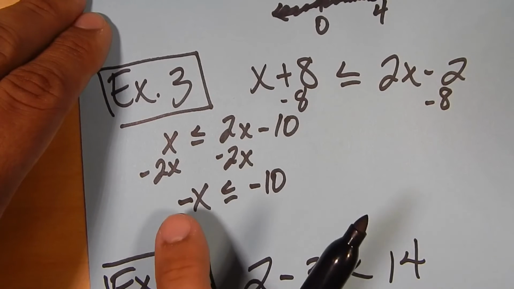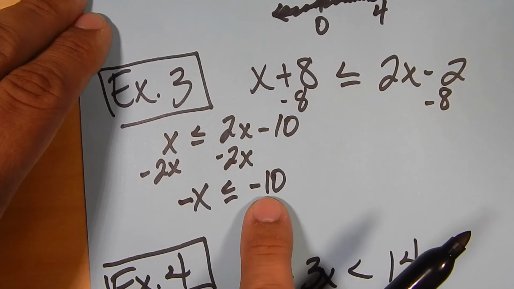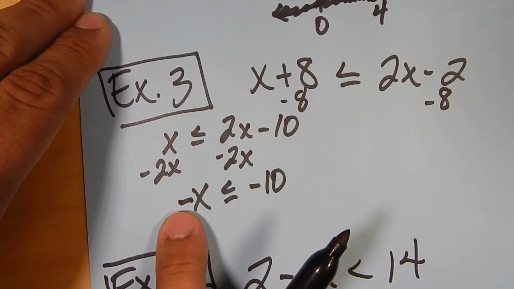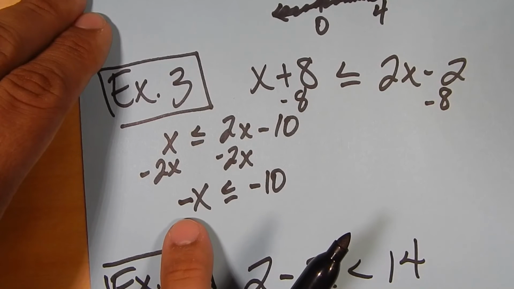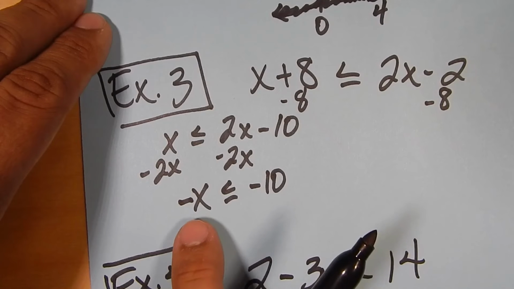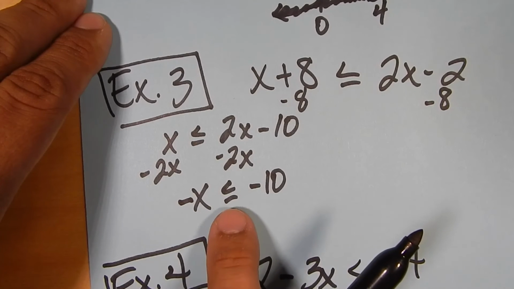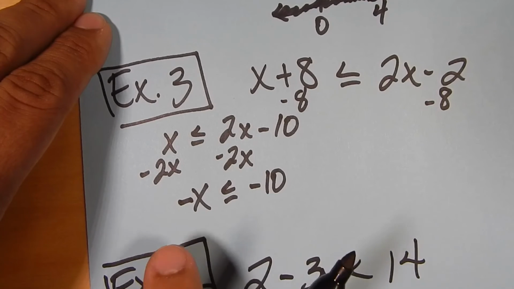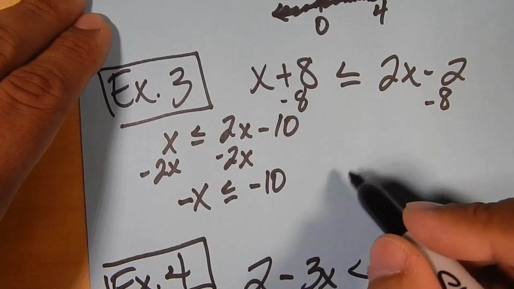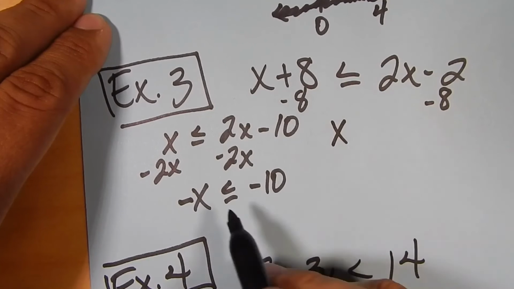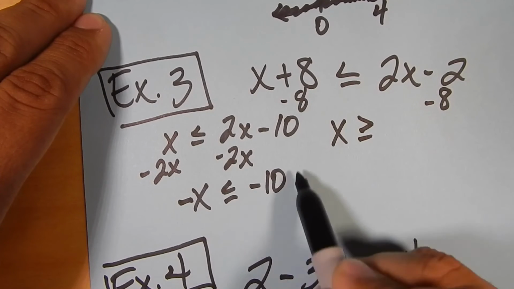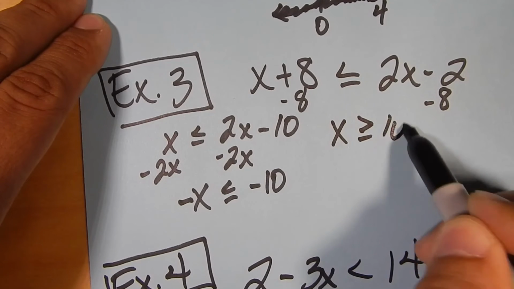Speaking of changing signs, the last step that we have to do is to divide by a negative 1. So there's a minus x here. That means we divide by a negative 1. Whenever you divide or multiply an inequality by a negative number, that flips this sign. So this is going to flip to greater than. So we're going to divide everything by negative 1, so that leaves us with x. This flips, so we got greater than, and then this becomes a positive 10.